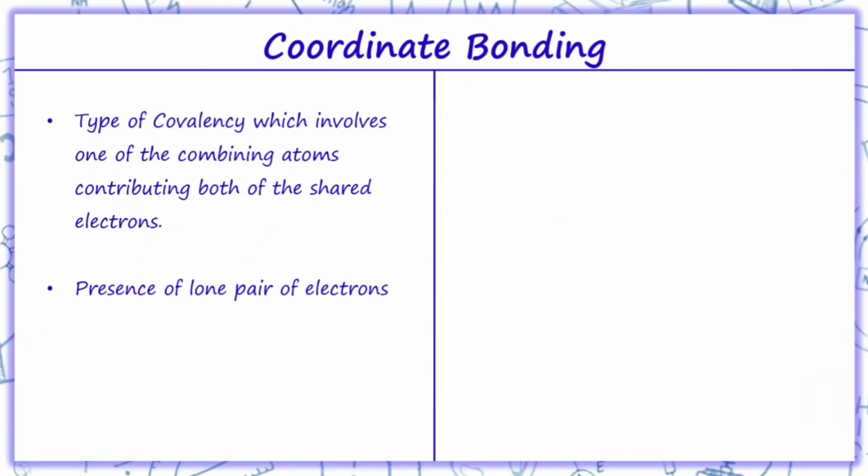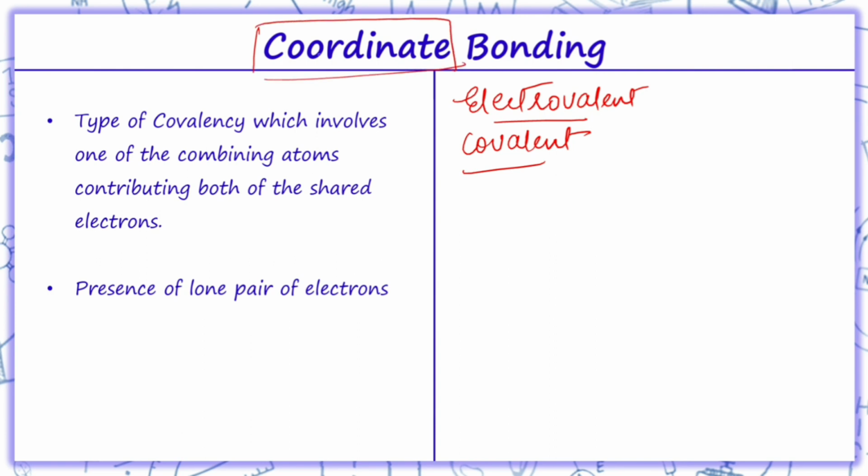See, in part 1 and part 2 we have already discussed what is electrovalent bonding and covalent bonding. Now in this part we are going to study about coordinate bond. Now this coordinate bond, it is also known as dative bond. Now what is coordinate bond? Let's suppose we have example over here H2SO4.